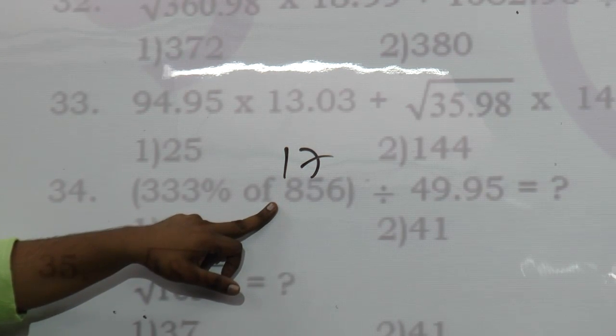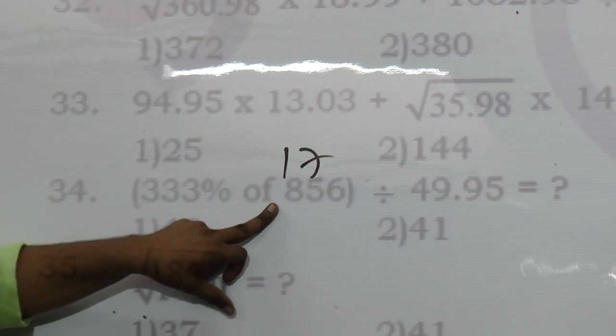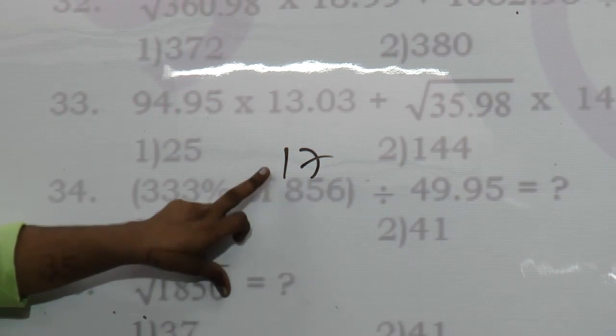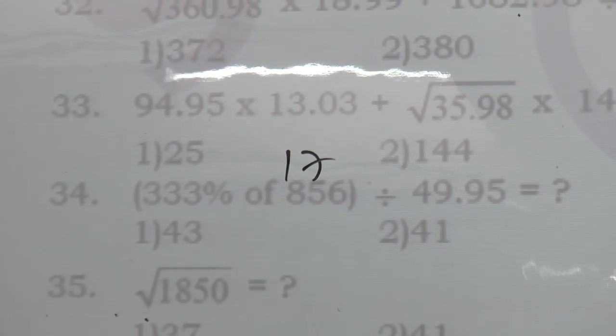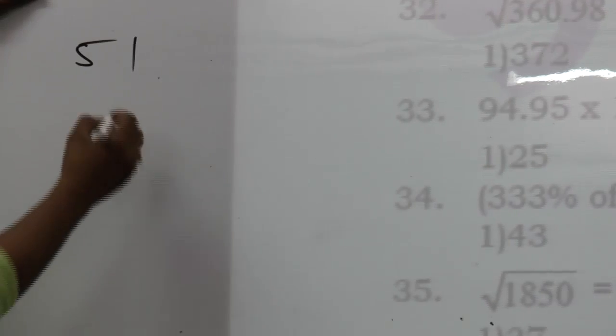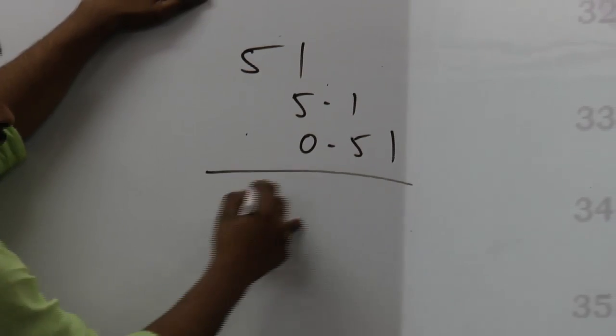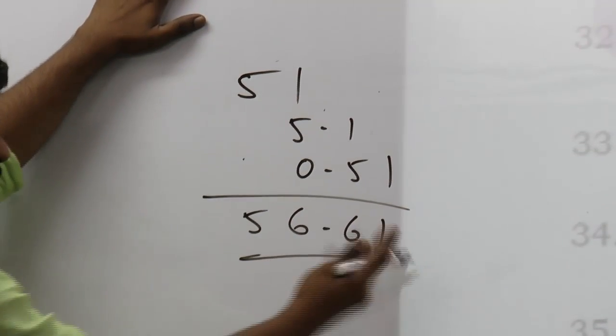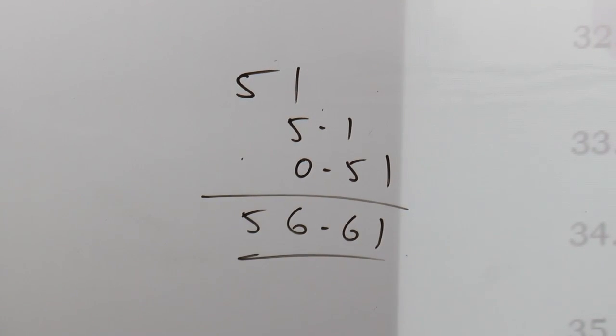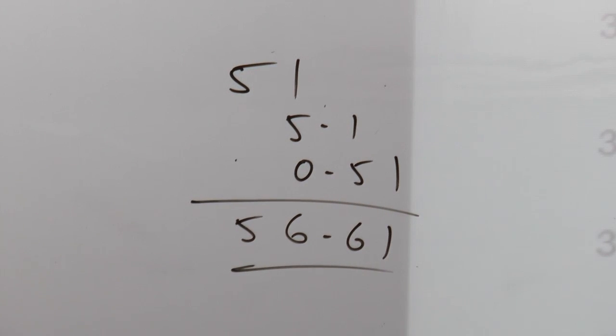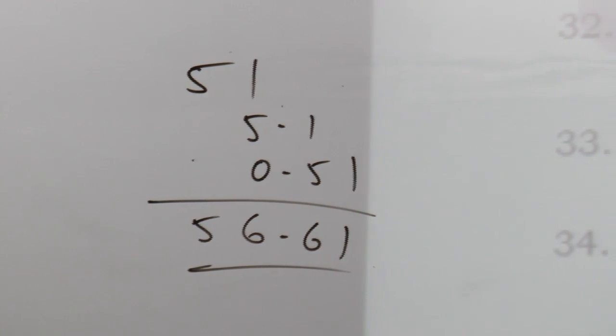300% plus 30% plus 3%. Is that fine? 300% in the sense 3 times, right? 3 times of 17? 51. 30% will be 5.1. 3% will be 0.51. Add everything. 56.61. Near about 57. Fine?